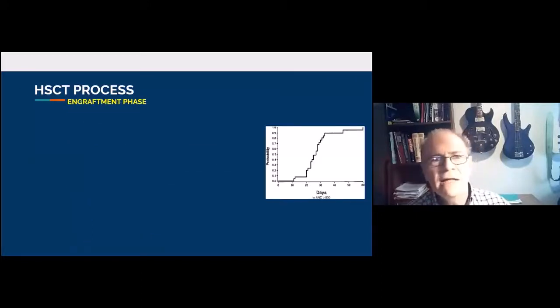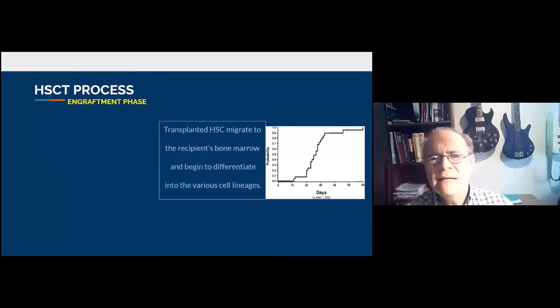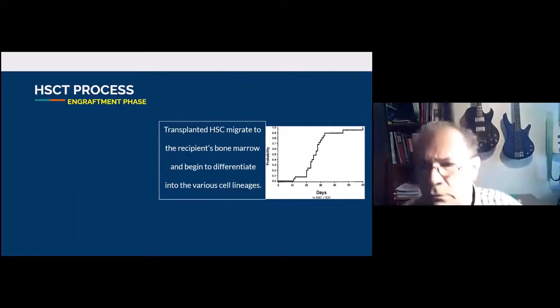In the engraftment phase, the transplanted cells migrate to the recipient bone marrow and begin the differentiation into the various cell lineages, especially hematopoietic stem cells and immune cells. On the right, you can see the engraftment around 20 days after infusion of neutrophils.